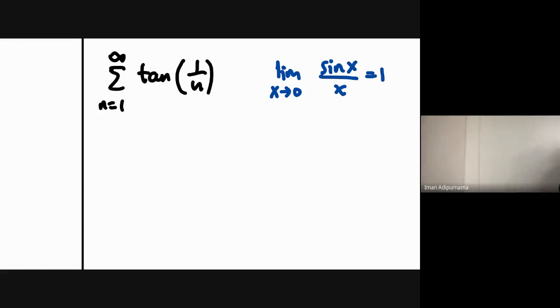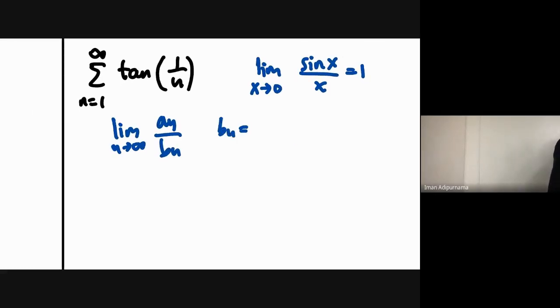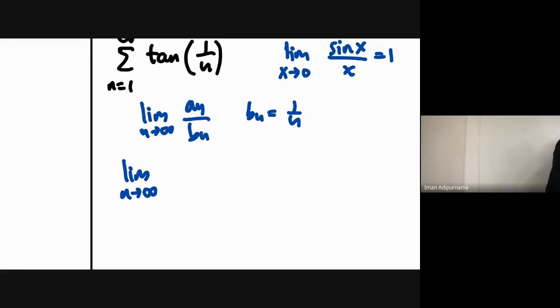So we can do it here, and we say that b_n is, let's say, 1 over n. So we want to evaluate tangent of 1 over n divided by 1 over n, okay? And tangent is like sine, because tangent is sine over cosine. So it's supposed to be equivalent to this with sine, okay? But let's try this.